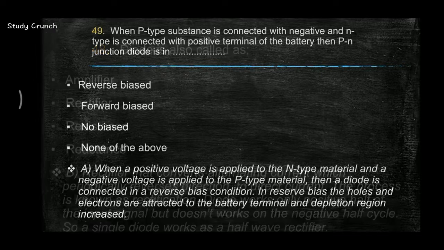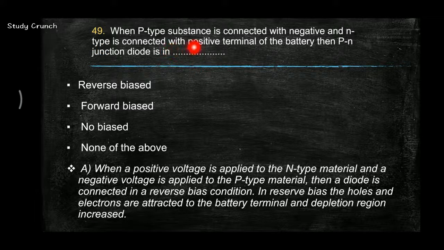Next, when p-type substance is connected with negative and n-type is connected with positive of a battery, then the p-n junction diode is reverse biased. Because for forward bias, we know that p should be connected to positive and n to the negative, whereas in this condition p substrate is connected to the negative, so it is reverse biased.